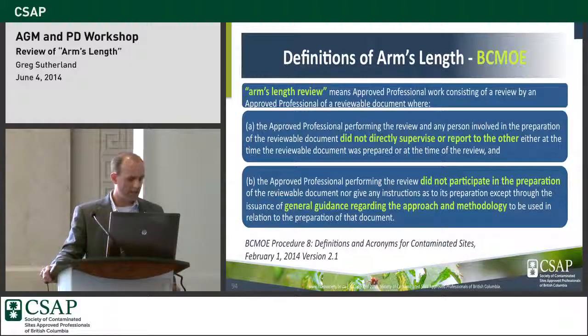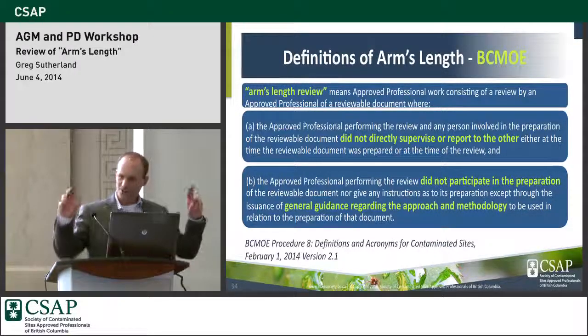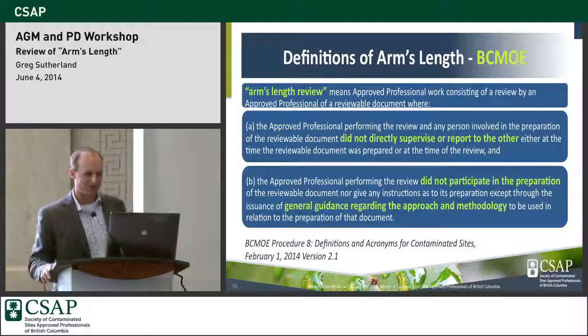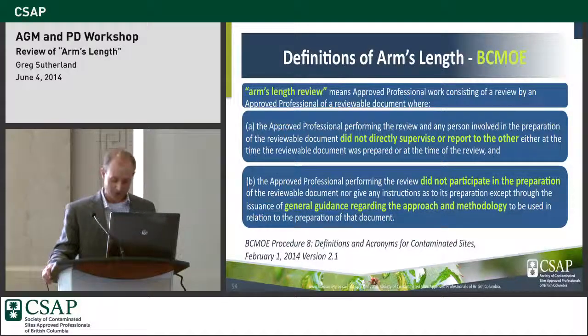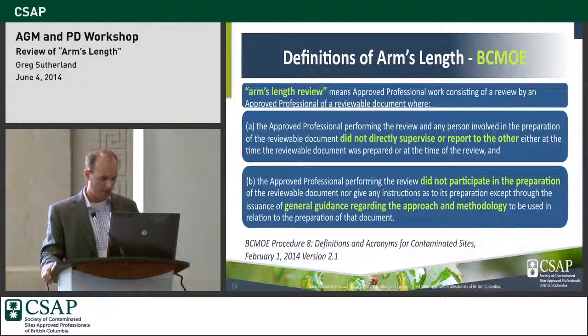That's the first item. And then the second item is the wording that says basically the arm's length AP can't participate in the preparation of the reviewable document, and that their guidance needs to be limited to general guidance. And so, those overarching high-level words. It just says general guidance that's up to interpretation. But that's the ministry's document.